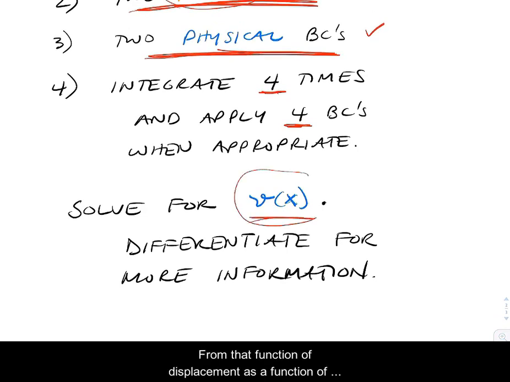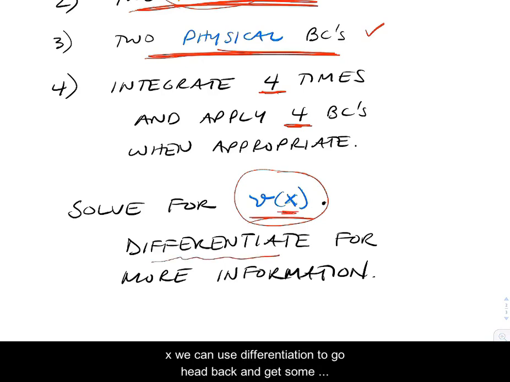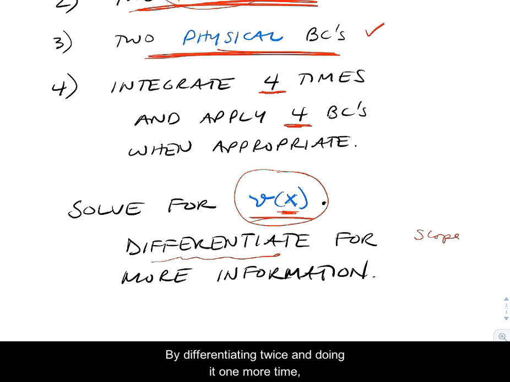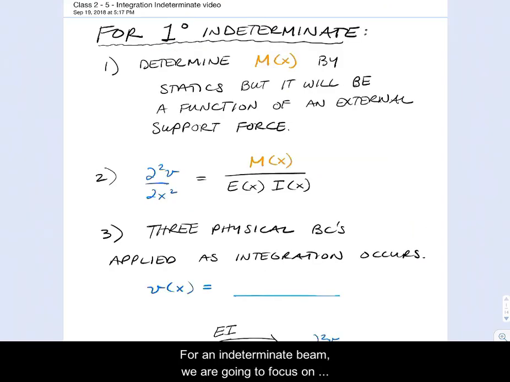From that function of displacement as a function of x, we can use differentiation to go back and get some other equations for slope. We could get the equation for moment, right? By differentiating twice. You do it one more time, you're going to end up with the equation for shear.